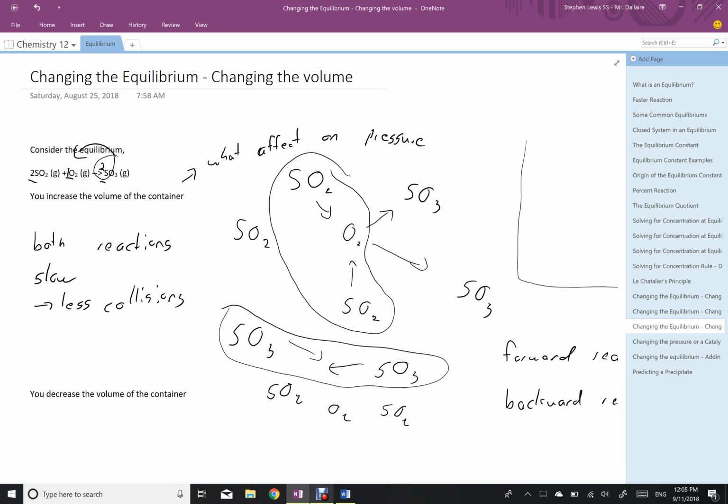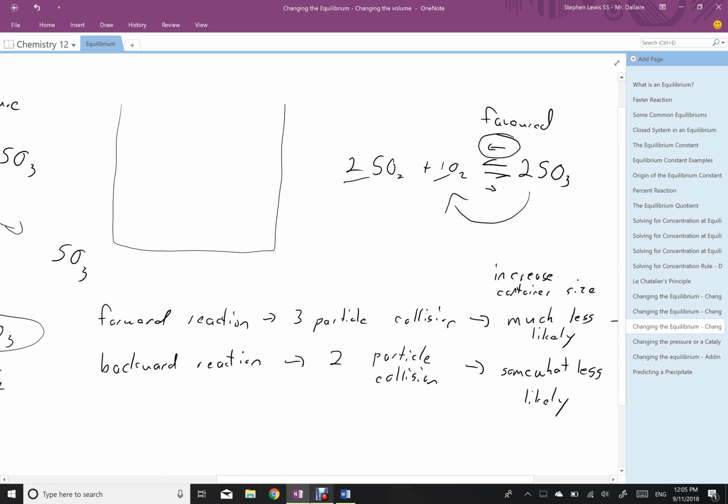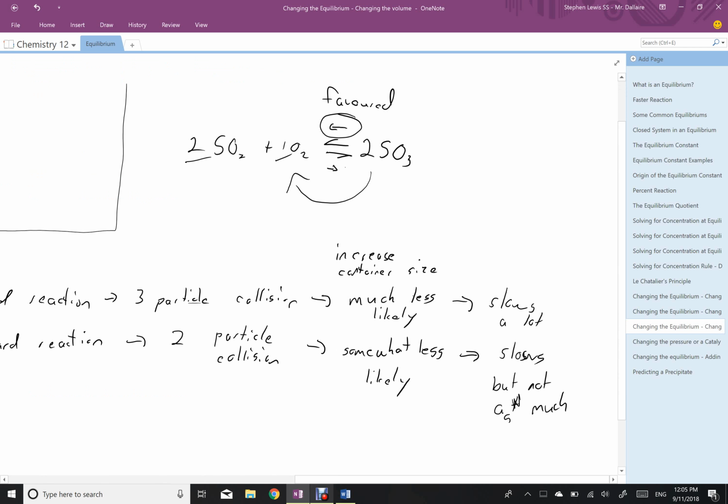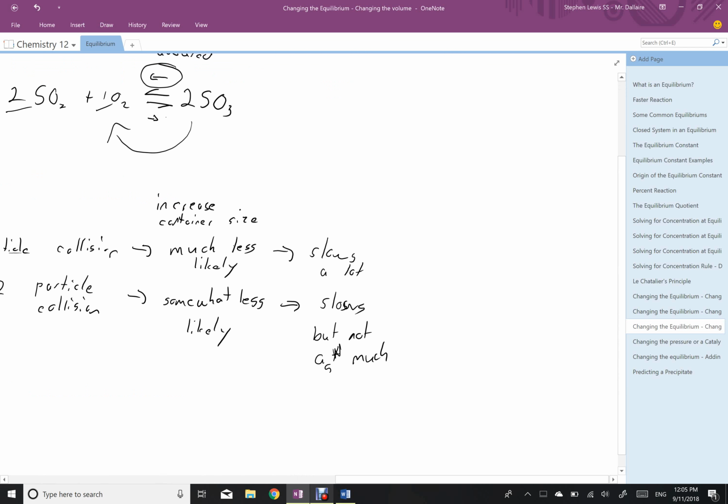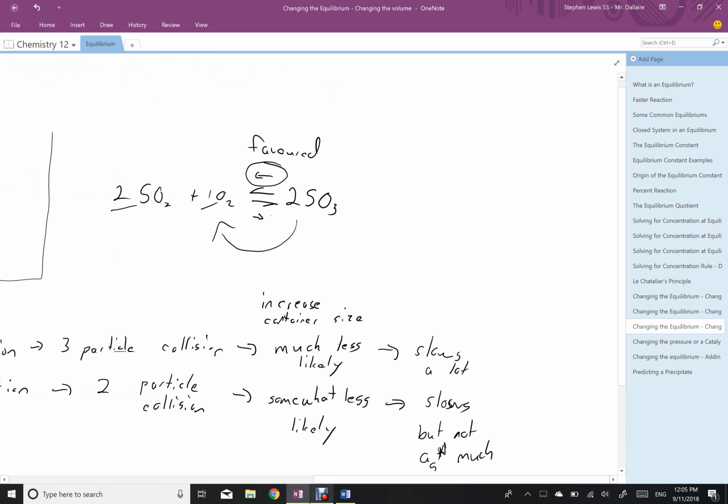So Le Chatelier says the system will attempt to counteract any change that's made in the system. So if you increase the volume, you decrease the pressure. So the system wants to increase that pressure back up. It'll do that by making more gas molecules. What's really going on? Well, whoever requires more particles for the collision gets slowed down more, and so the other reaction becomes favored and the equilibrium shifts.